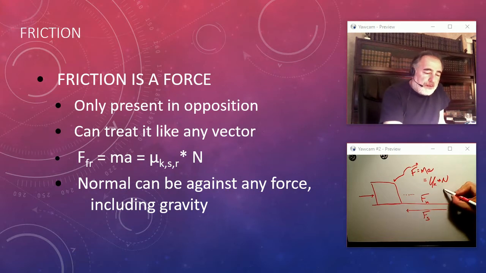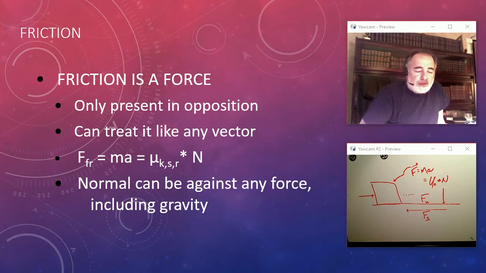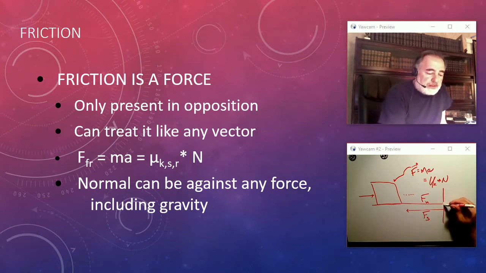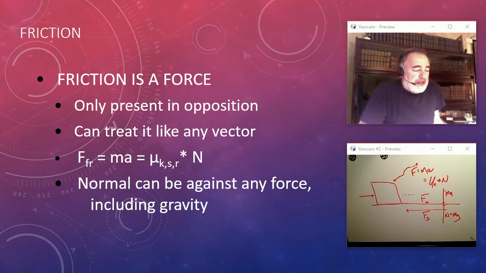The normal is perpendicular to the surface. I should draw it like this: perpendicular to the surface, opposing another force. In this case, the force is gravity, down, negative. So what we have as an example here is a positive normal force. It isn't going through the table, this box. So we would multiply that by the coefficient of friction.